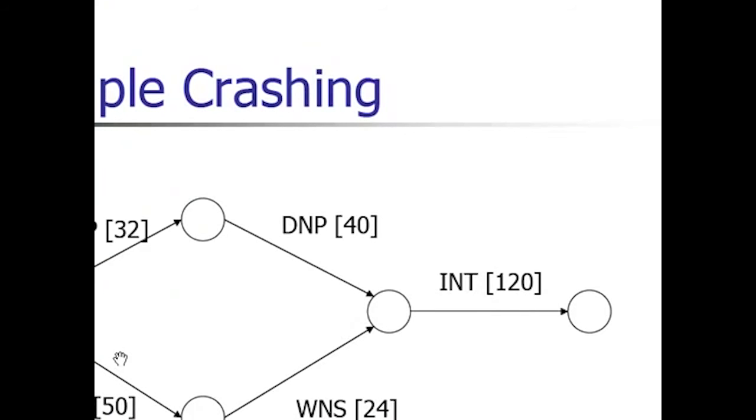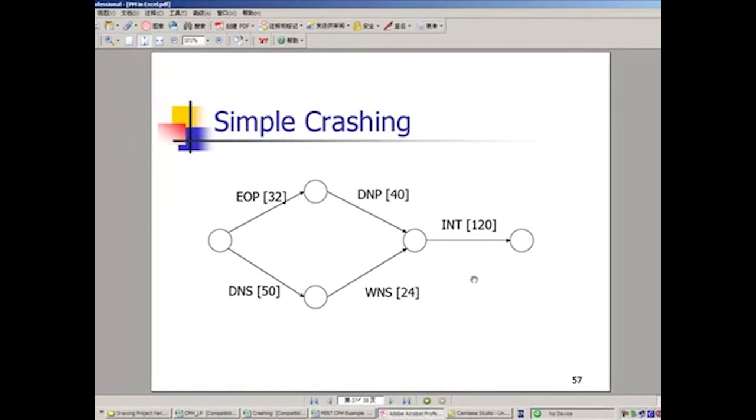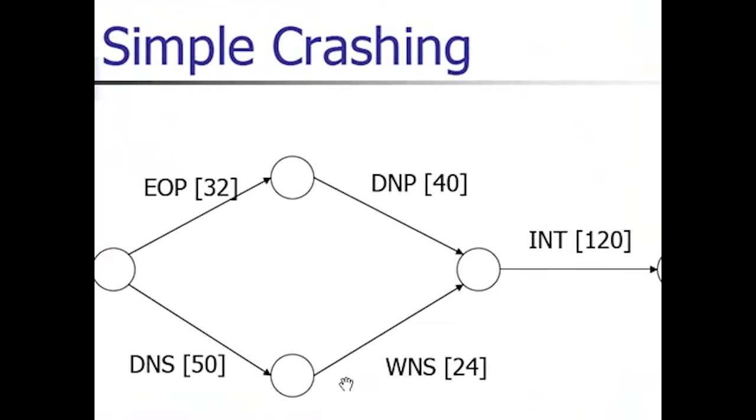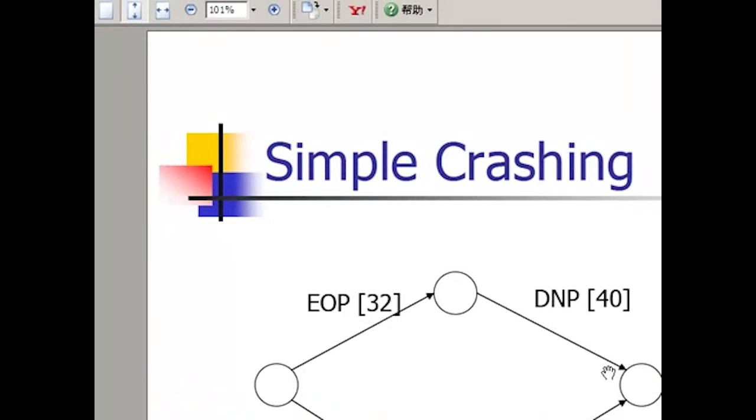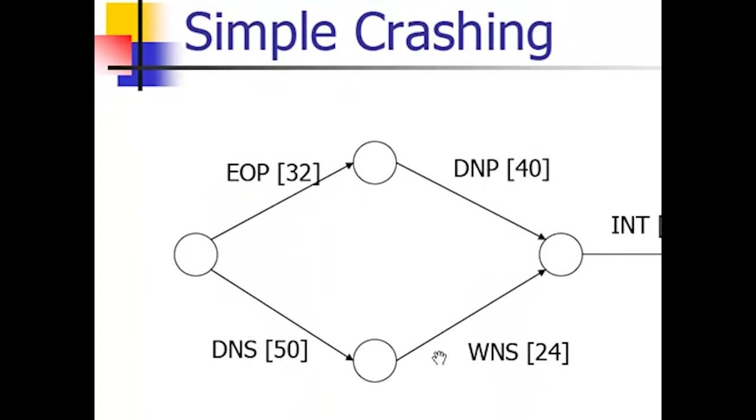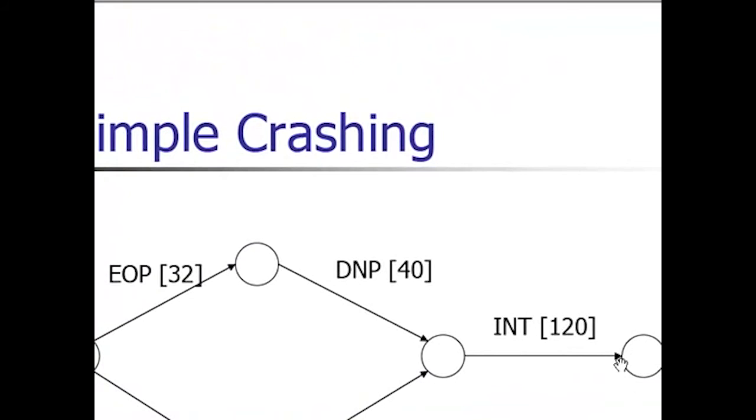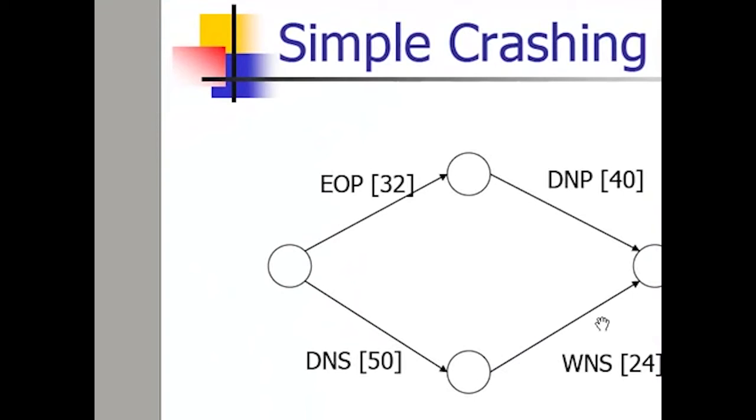But to crash this project, we always start by crashing activities on the critical path, because for activities not on the critical path, it doesn't make sense to crash them, because we can only shorten the completion time of the whole project by reducing the duration of one or more activities on the critical path.